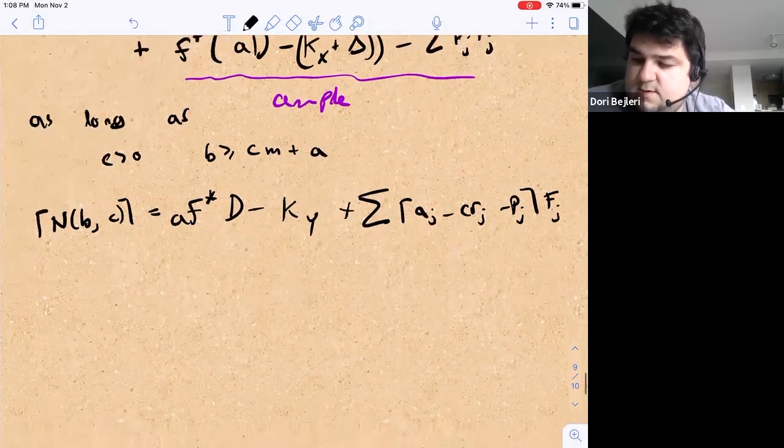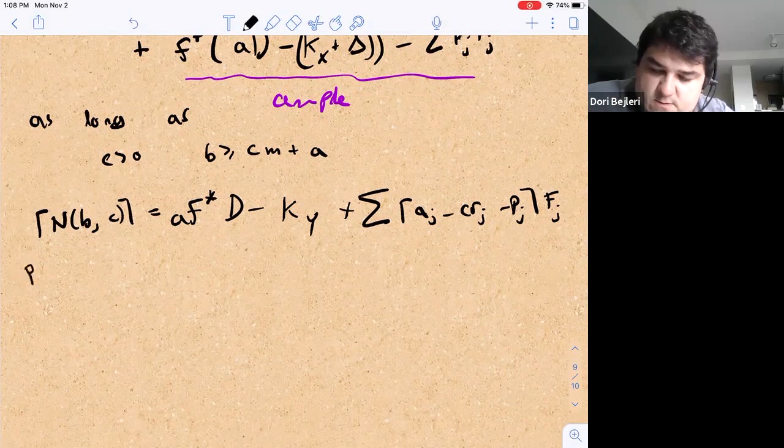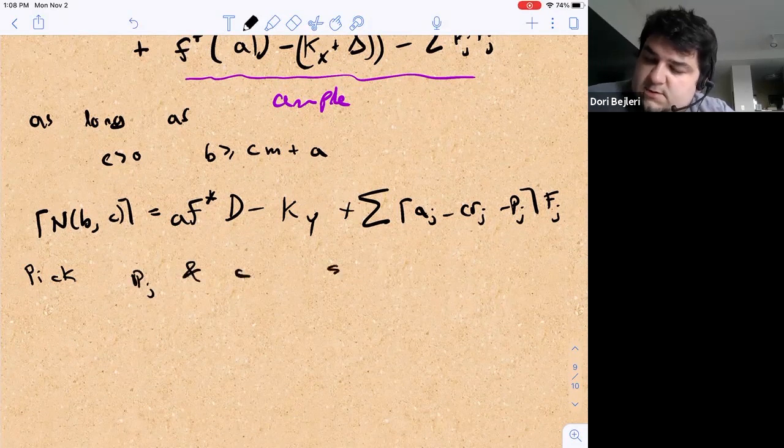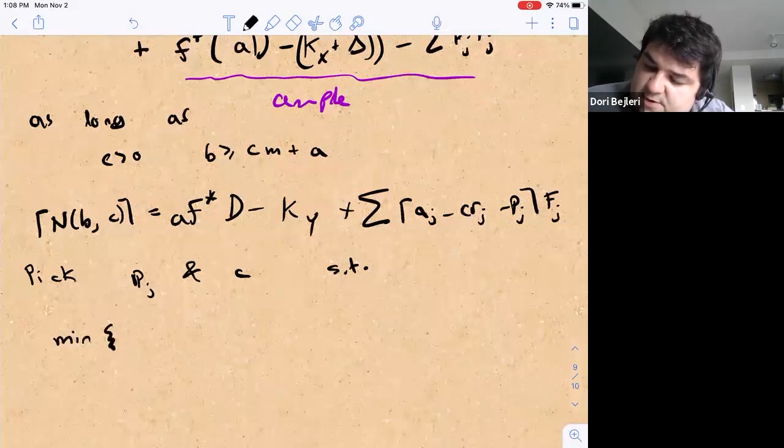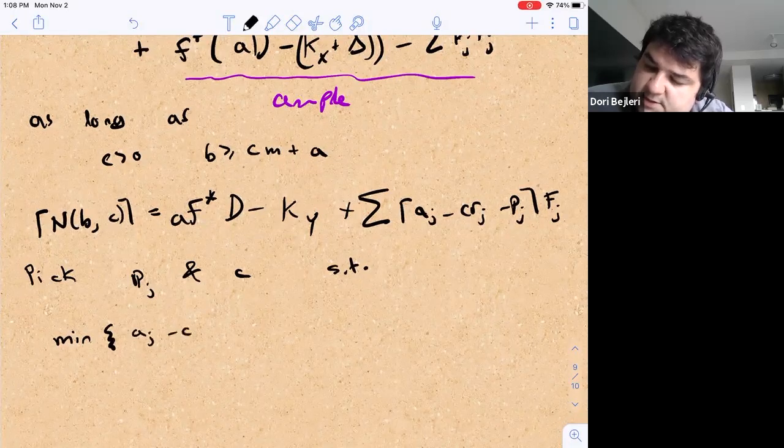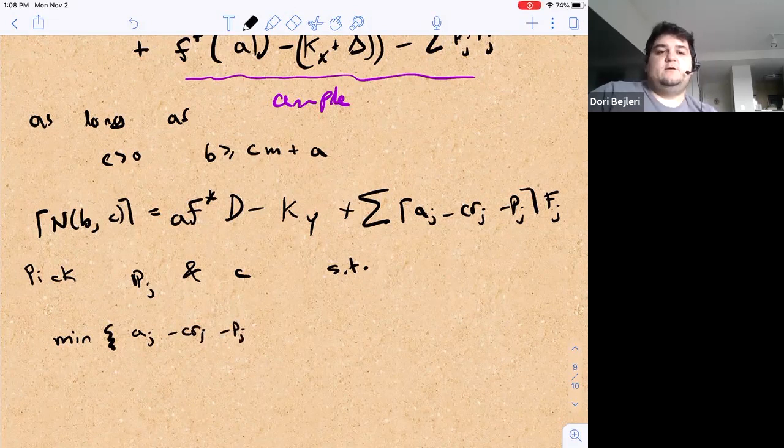And now we pick our p's and c such that, just like in our strategy, the minimum of these coefficients, aj minus c rj minus pj, and notice here now I have a minimum because this is minus what we had when we wrote down the strategy, is -1, and this is achieved for a unique index.